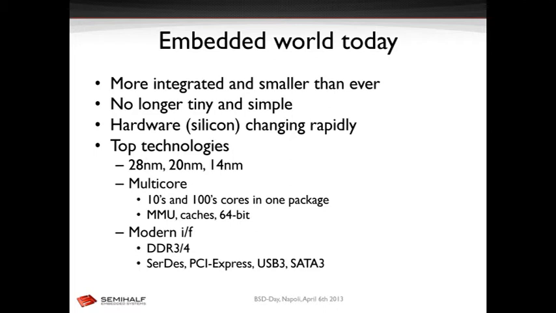So yes, embedded systems today are very, very complex and very modern. They contain a fully fledged MMU. They become 64-bit, as we will see. They've got the whole cache hierarchy, as was in Intel and AMD. They have all the modern interfaces that you can find in the field right now, like the latest DDR interfaces, high-speed serializer and deserializer, PCI Express, USB 3, SATA 3, you name it.